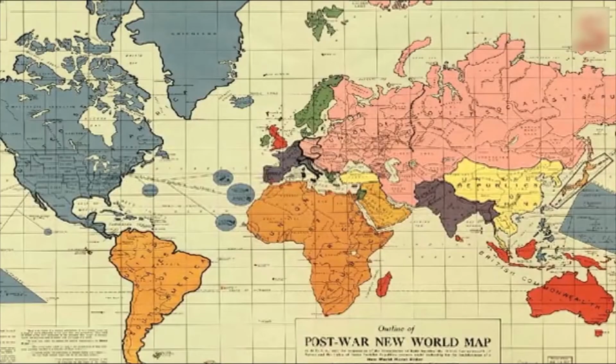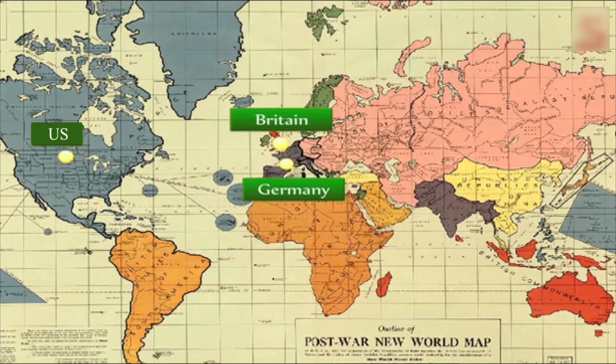Students, we can see that similar blocs continued into World War II. The Axis powers, which had Germany as the leader, and the Allies, which was led by Britain, US and USSR.